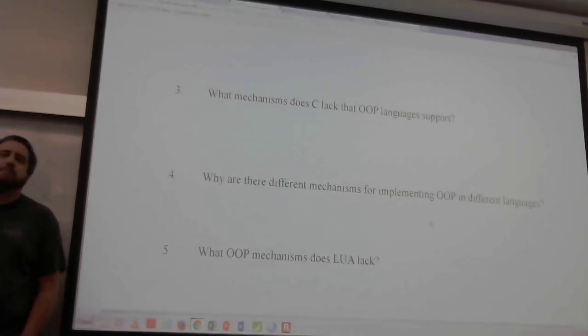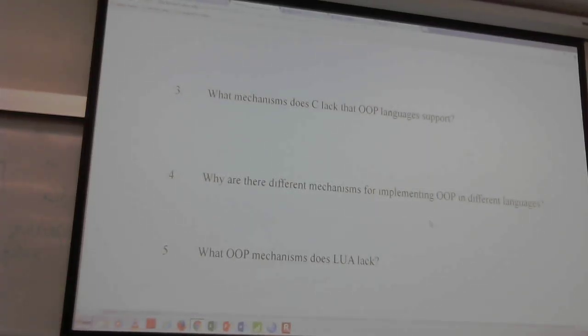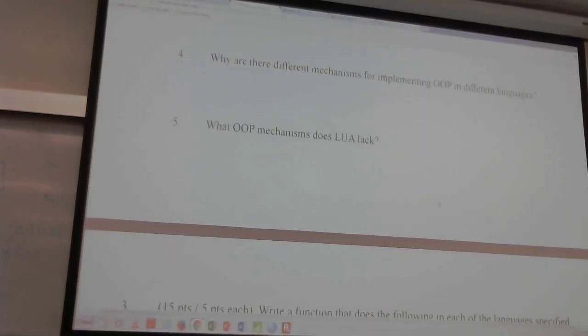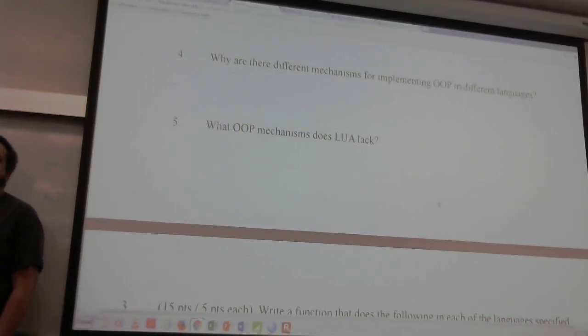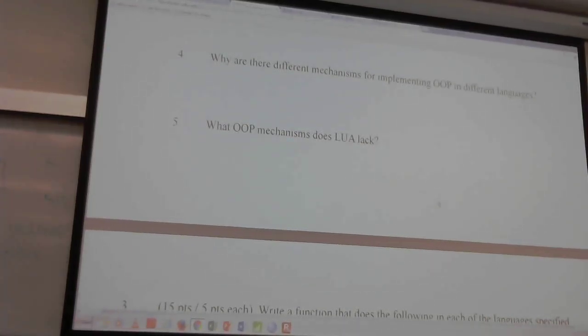Object-oriented programming, which is polymorphism, inheritance, access specifiers. Okay, good. Sometimes people come up with something that sounds good. What object-oriented programming mechanisms does Lua lack? Access specifiers. Anything else? If you want to be specific, you can say things like... actually, no, you can't say those things.